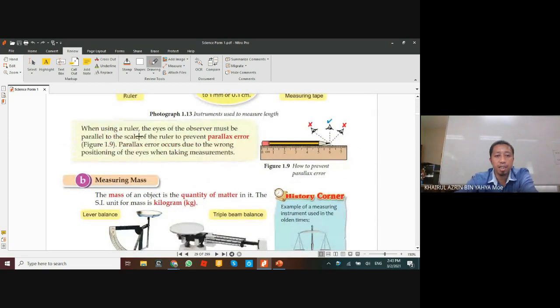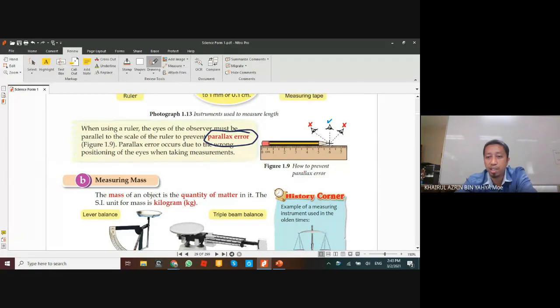So when using a ruler, the eyes of the observer must be parallel to the scale of the ruler to prevent parallax error. So you need to know this word, parallax error. So what is parallax error? It occurs due to the wrong positioning of the eyes when taking measurements.